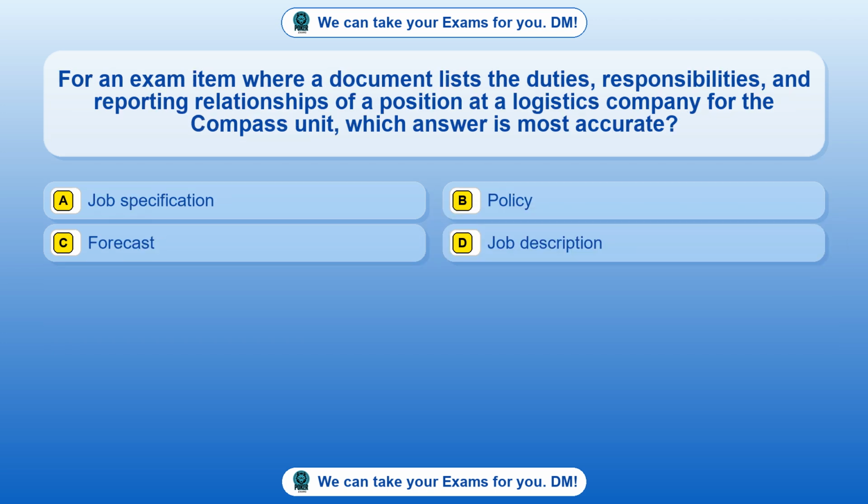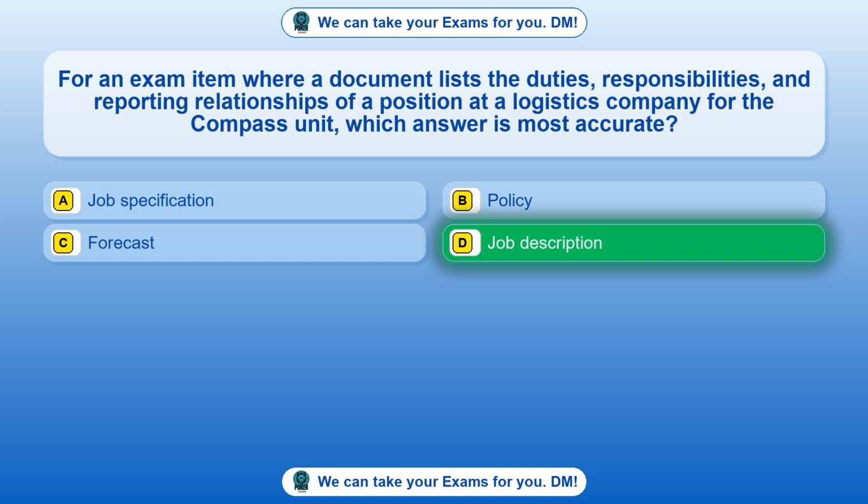Question 61. For an exam item where a document lists the duties, responsibilities, and reporting relationships of a position at a logistics company for the Compass unit, which answer is most accurate? Option A, job specification. Option B, policy. Option C, forecast. Option D, job description. The correct answer is option D, job description.